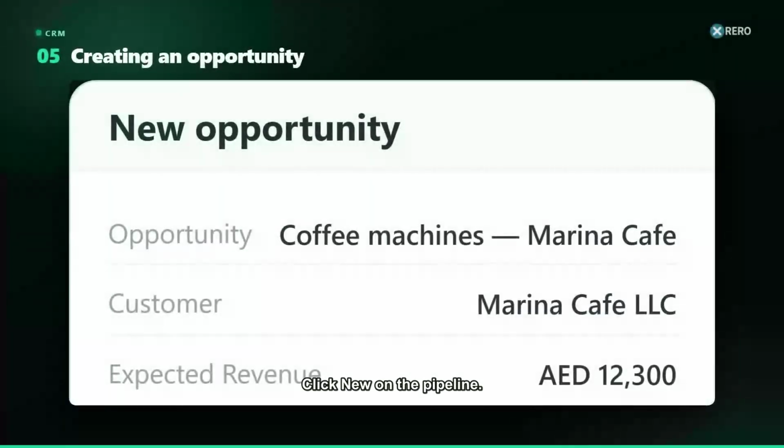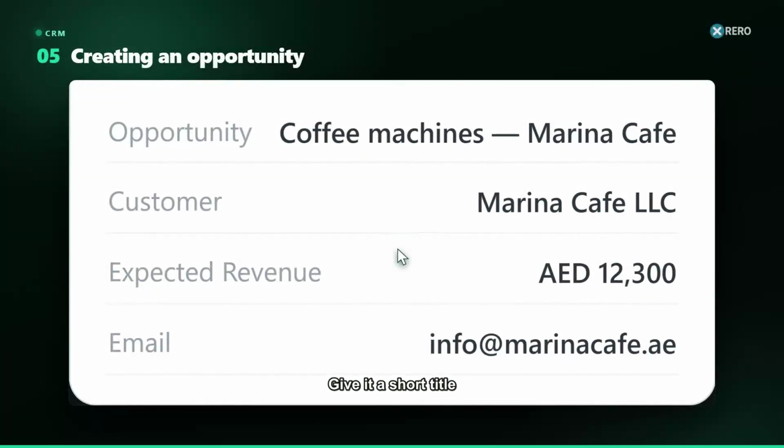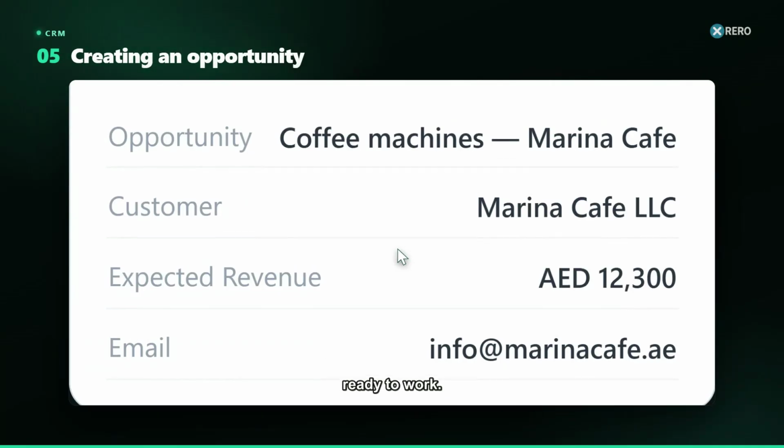Stages are the columns of your pipeline, the steps a deal passes through. The defaults suit most businesses, and you can rename or add your own in configuration. Click New on the pipeline. Give it a short title, the customer, the expected revenue, and your email/phone contact. It appears as a card in the first stage, ready to work.